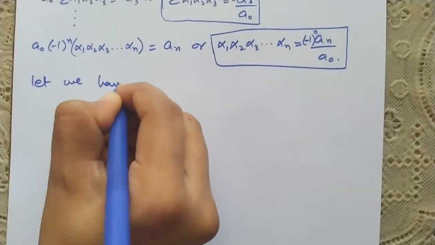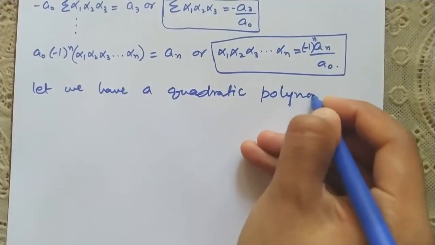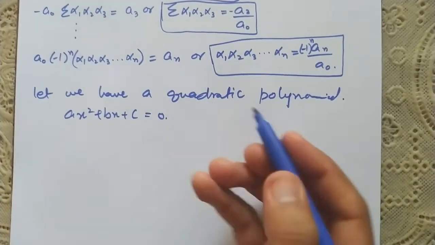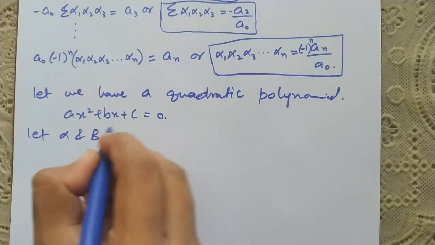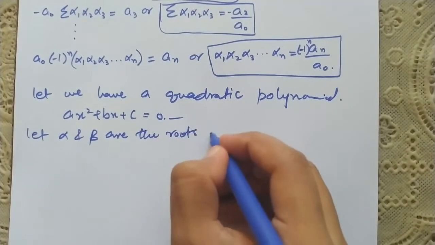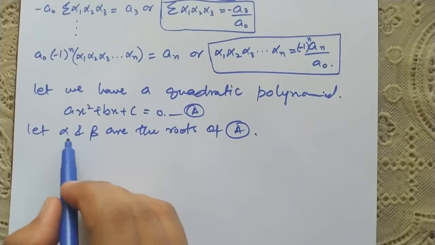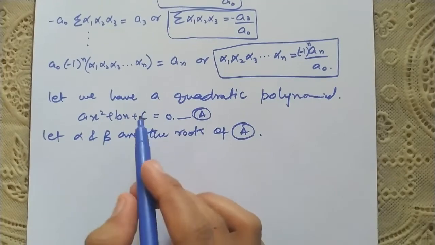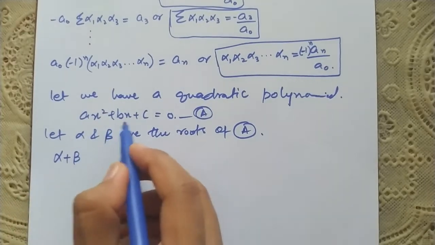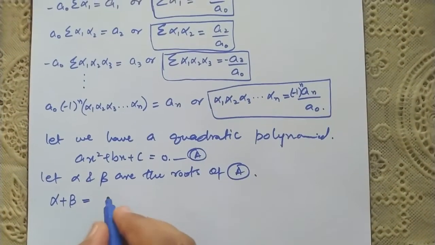Let we have a quadratic polynomial. You know the standard form of a quadratic polynomial: ax square plus bx plus c is equal to 0. And let alpha and beta be the roots of this equation. Let's suppose it is your equation a. Then these are the roots alpha and beta. Then according to the above relations, you can write that the sum of the roots, that is alpha plus beta, because there are only two roots, will be minus b upon a.